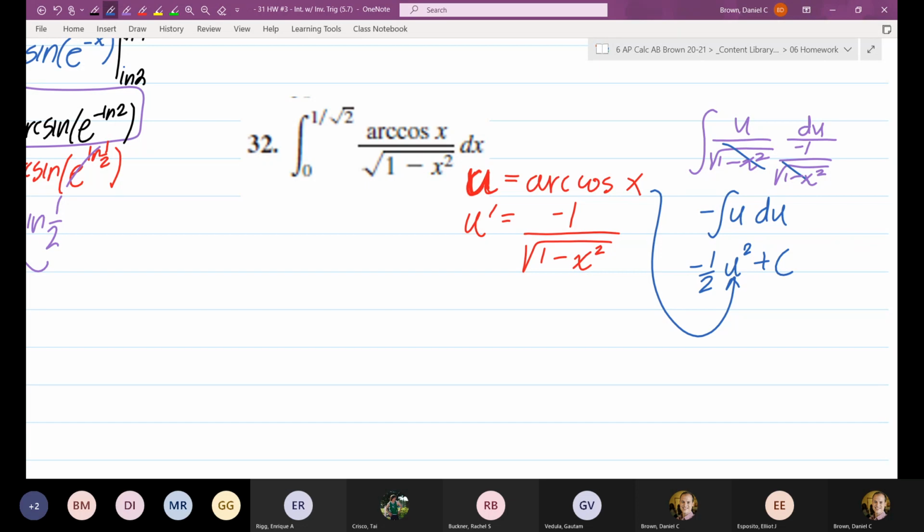Yes, Taylor? Why do you have to raise the exponent on u? Because you still have to integrate it, right? So you're still integrating u, so you still have to kind of go through the antiderivative process.